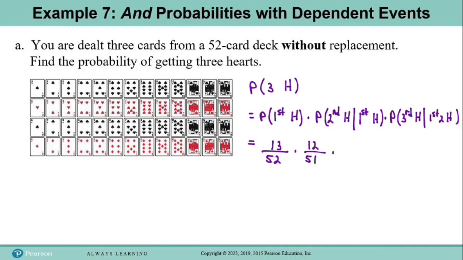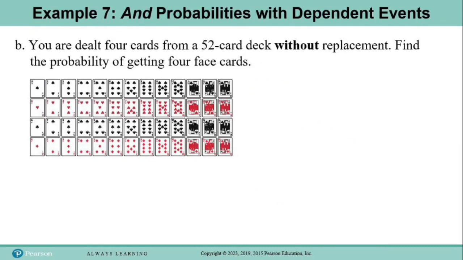And then for the third probability, we want to find the probability of getting a third heart, assuming that the first 2 cards were hearts. So now we're down to 11 total hearts and 50 total cards. So the third probability will be 11 divided by 50. And when you multiply this on your calculator, you'll get a decimal approximation of about 0.013. Now for part B, you are dealt 4 cards from a 52 card deck without replacement. Find the probability of getting 4 face cards.